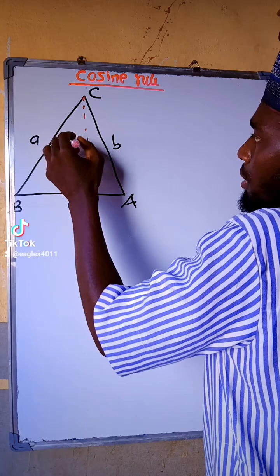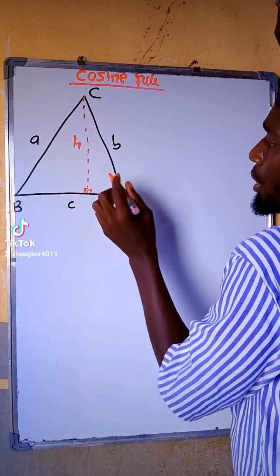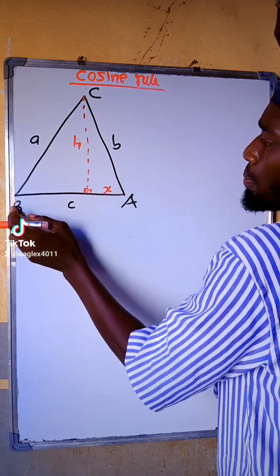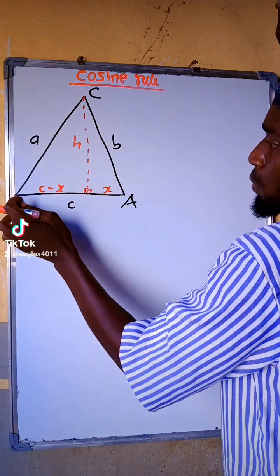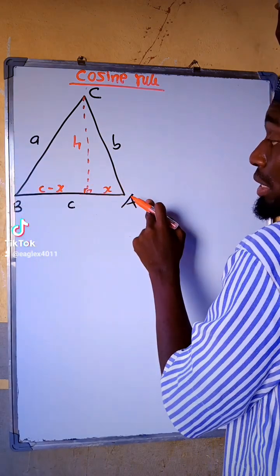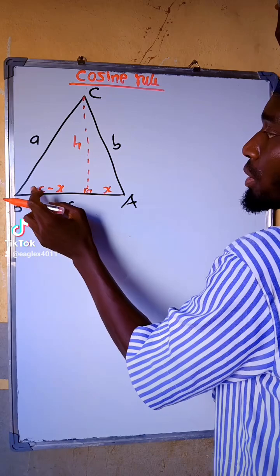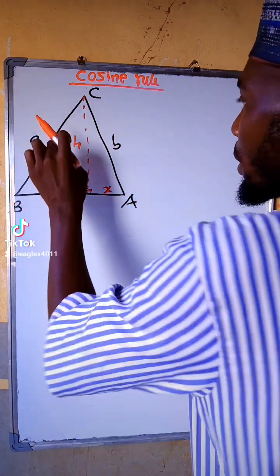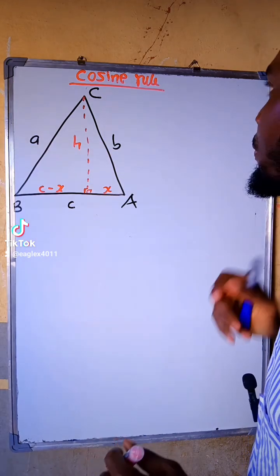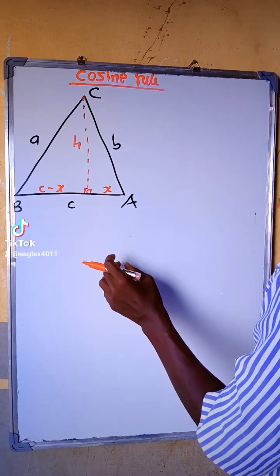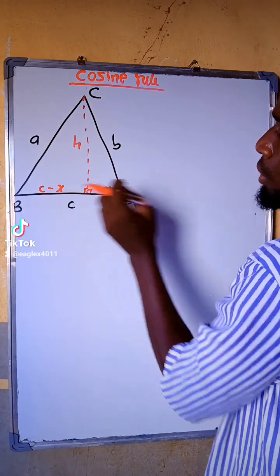Let us name this height H, and let's name the length from this point to A to be X, and from B to this point it's going to give us C minus X. If from B to A is C, and from this point to A is X, then this one minus this will give us our portion here. Before we start, what is this X, and what is this C minus X?